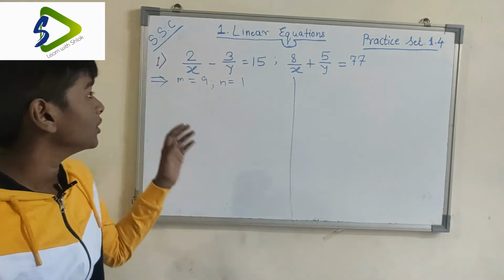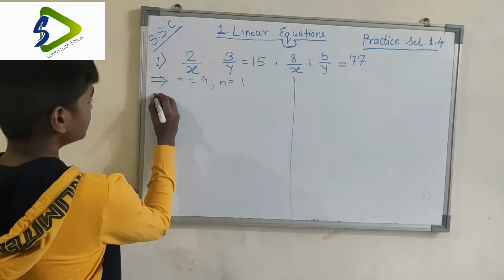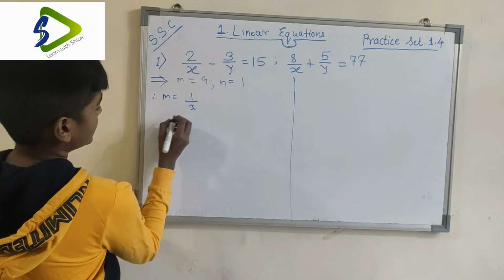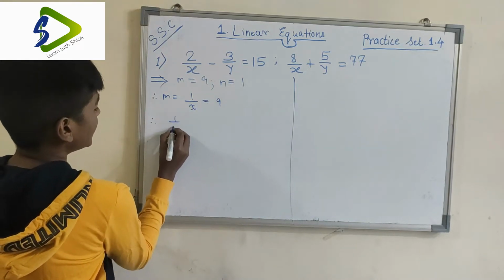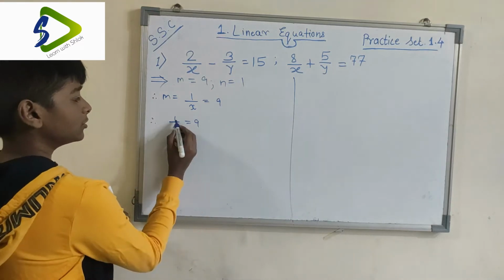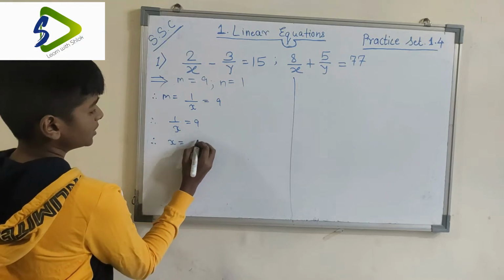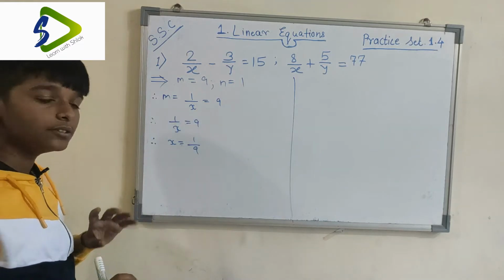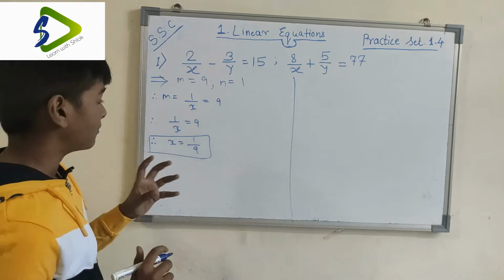So now that we have found the value of m and n, we can finally find the value of x and y. Remember that we take m as m is equal to 1 by x, and that is equal to 9. So 1 by x is equal to 9, we can write it like that. And now we can take this 1 to the other side, and therefore the value of x is equal to 1 by 9, because here it was the upper part, and when it goes to the other side it will remain the upper part only, and therefore the value of x is equal to 1 by 9.